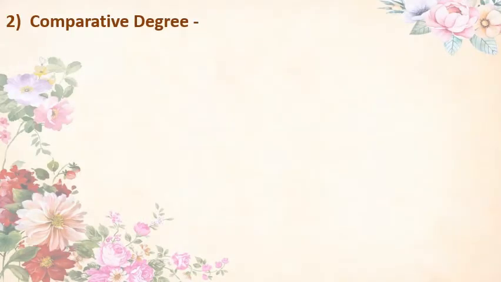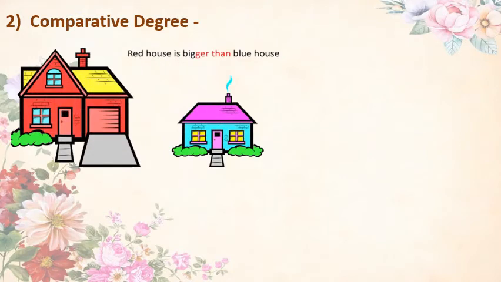Now, comparative degree. You know that in comparative degree, we compare the two things. Okay. Now, here two houses are there. One in red color and one in blue color. Okay, see here. Red house is bigger than blue house. Okay, bigger. We added ER here. The red house is bigger than, and always we use than while making the sentence to show the comparison.